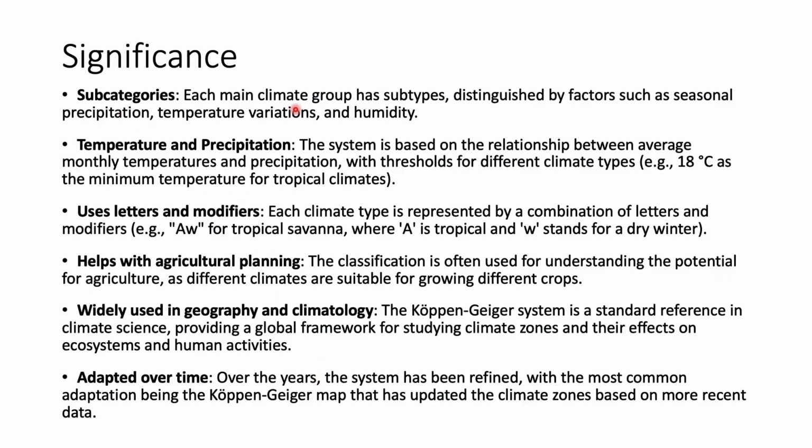The subcategories of the climate group can be distinguished by factors such as seasonal precipitation, temperature variations and humidity. So if we know the Köppen climate classification for a particular area, then without going to that area, we will have some rough idea what the climate is at that time, approximately. It need not be the same throughout the year. It may be changing in some parts of the country.